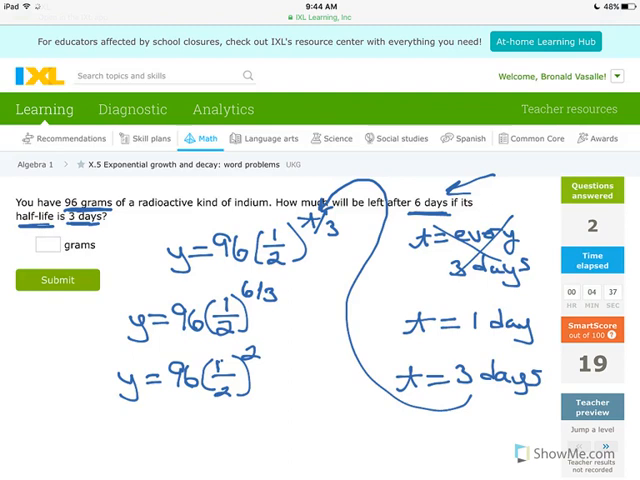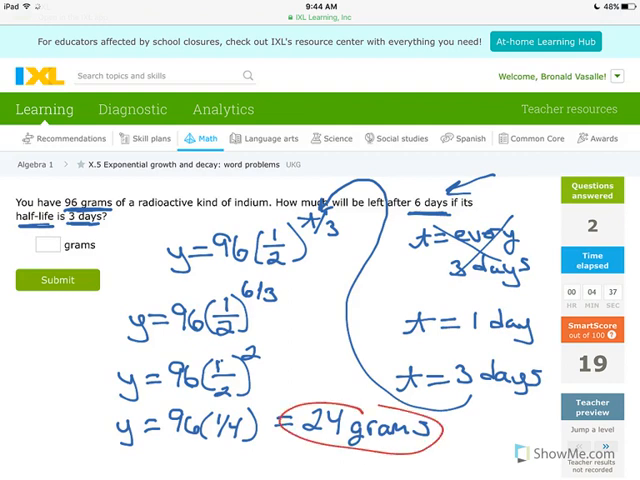So a half times a half, that's going to get you a 4th. So you want to do 1/2 squared, and that's going to get you a 4th. So 96 divided by 4 should get you 24, and that's going to be grams. So 24 grams is the answer, and that should go into the answer box. So after 2 half-lives, it's going to be down to 24 grams. And looking at the next word problem.